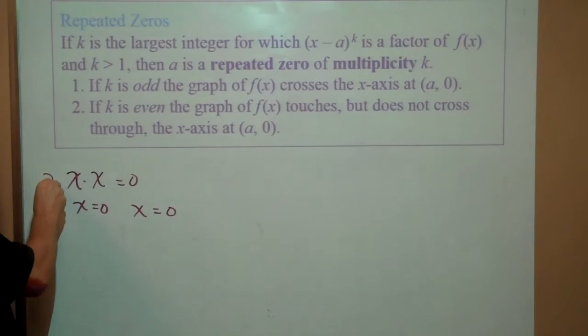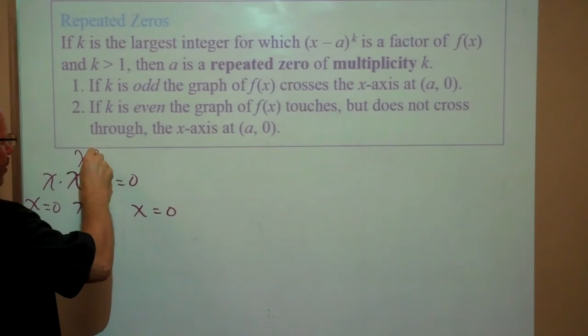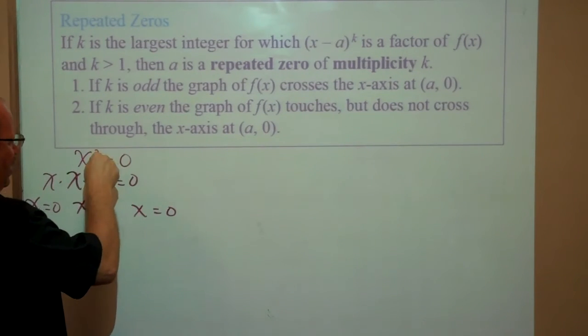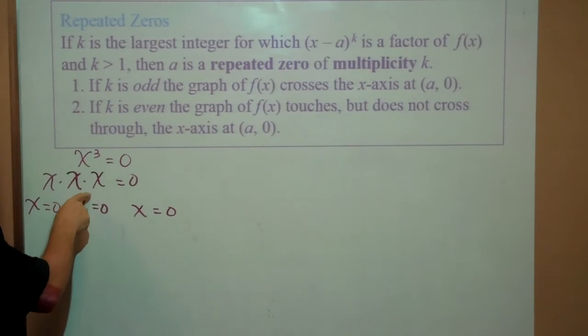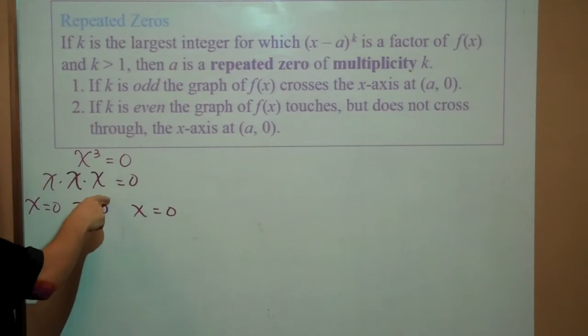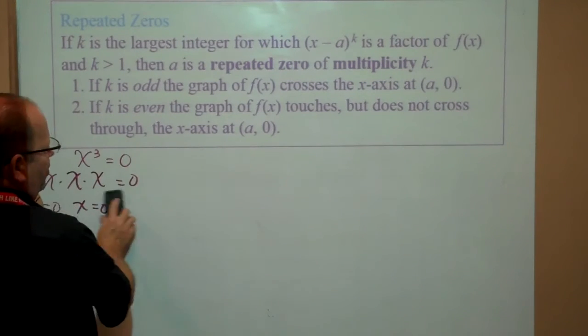If this was x times x times x, then we'd have another x equals 0, and it would have to go back down the other way. It would cross through it. So for any even power of x as a zero, the graph touches, and for every odd power, it crosses the x-axis. Let's see an example.